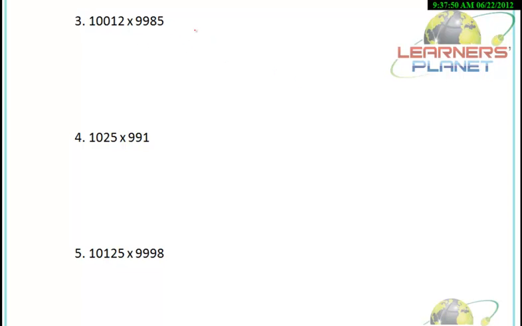Okay, this problem seems to be very big. Let's begin. Let's take this challenge. This is 10,012 and 9985. Now we have to change the base to 10,000. So it is plus 12 from 10,000 and it is minus 15 from 10,000. Okay, let's begin the calculation.